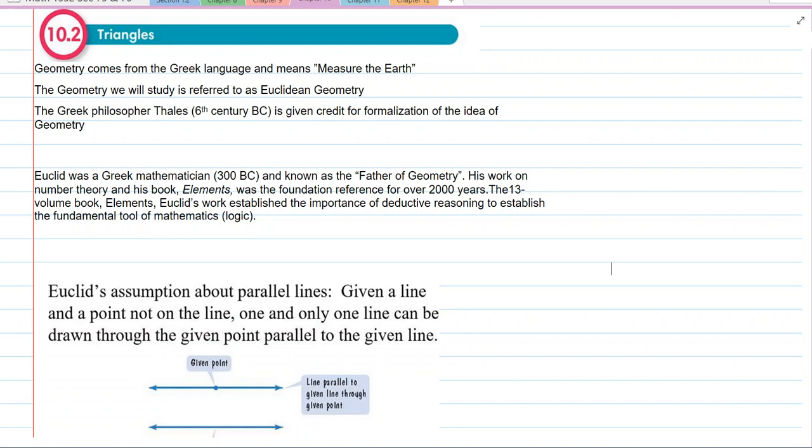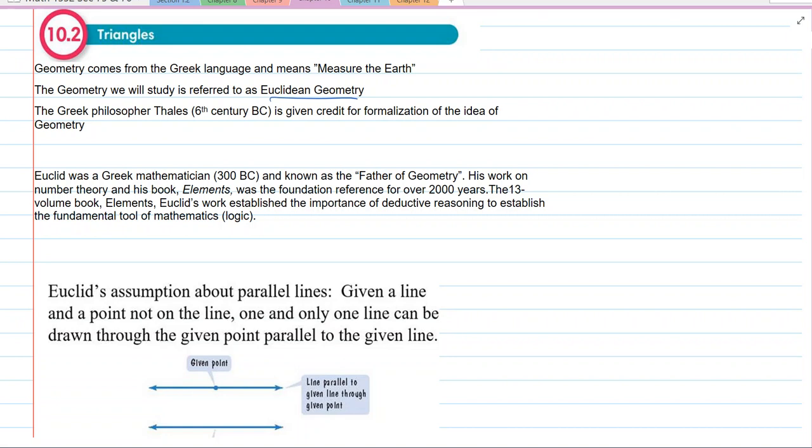The geometry that we study is going to be called Euclidean geometry. And that means a study of angles, lines, structures, planes, those types of things. Not the aeroplane, but the planes. The philosopher Thales in the 6th century BC is given credit for the formalization of the idea of geometry. But Euclid is said to be the father of geometry.